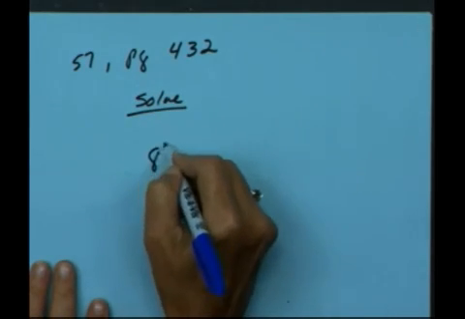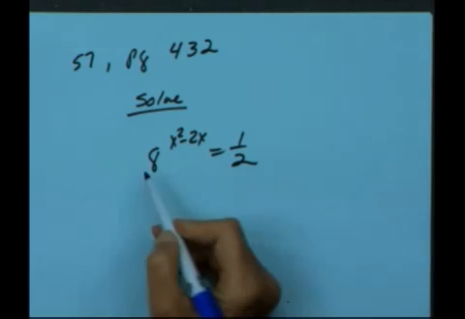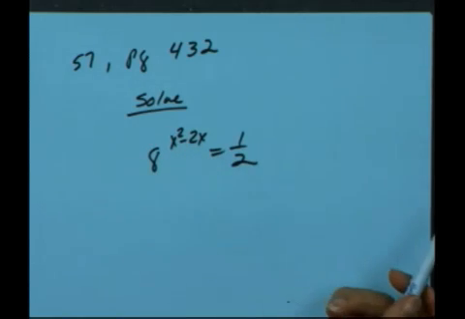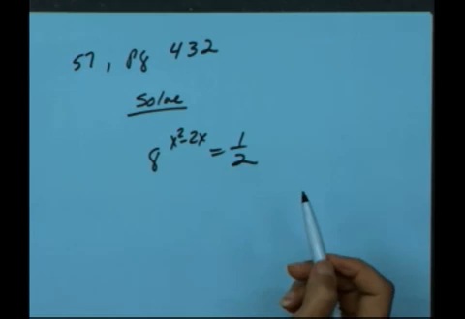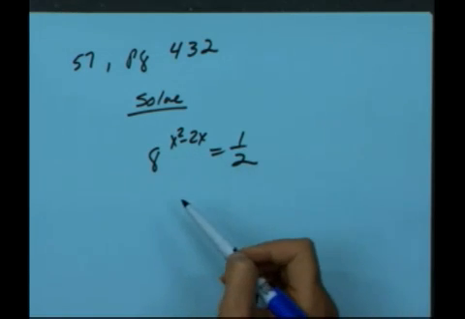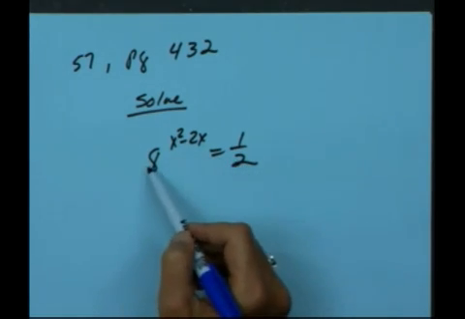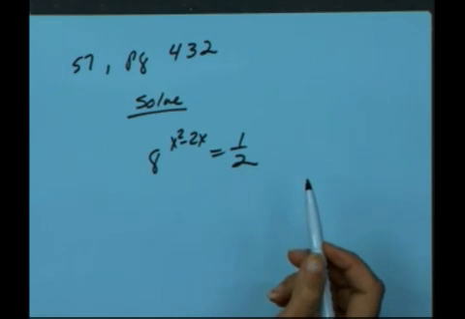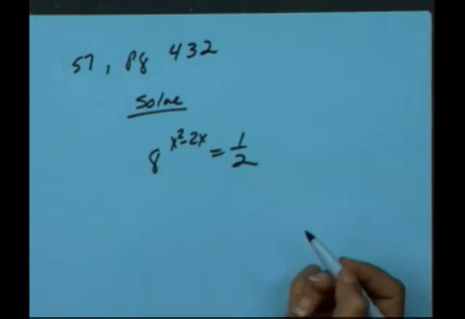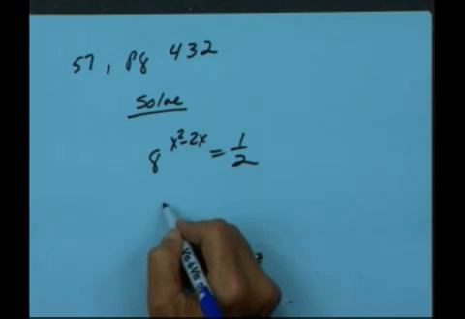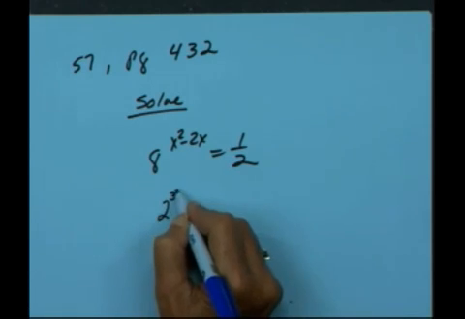You have 8 to the x squared minus 2x equals 1/2. What kind of equation do you call this? Exponential equation. And in order to solve an exponential equation, you try to get the same base. So if you have 2's and 8's, what's your base going to be? 2. How do you rewrite 8 with a base 2? 2 to what power is 8? 3.